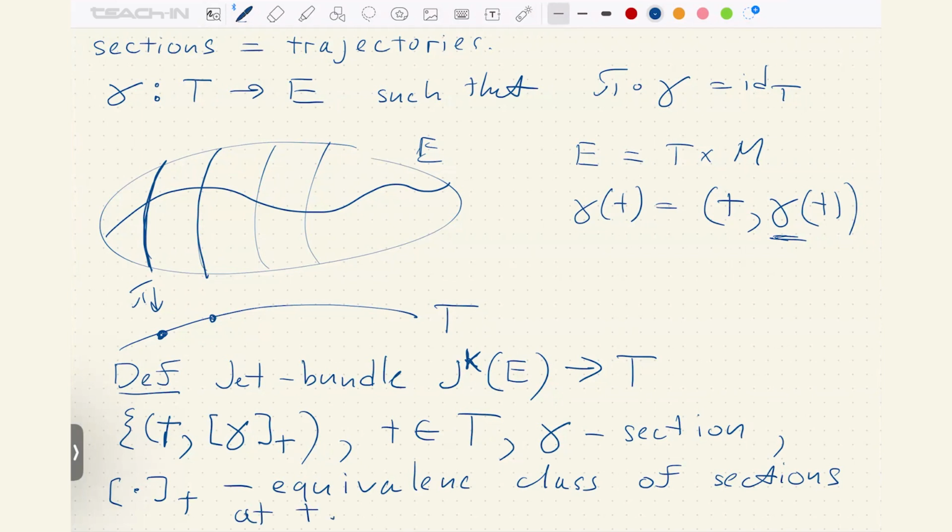So how is it defined? What are we talking about? We are talking about pairs, where the first element of the pair is a point in time, and the second element is an equivalence class of sections of our bundle. Strictly speaking, one needs to consider sections defined only around this point t. We don't need sections defined everywhere, but in our setup it doesn't change anything. You can think of just sections in general. So what is an equivalence class? It means that we need to define the equivalence relation.